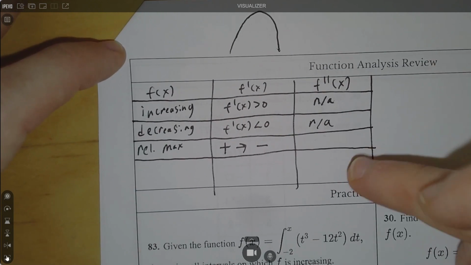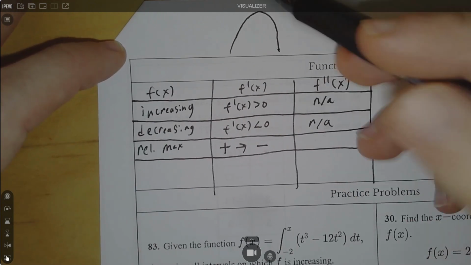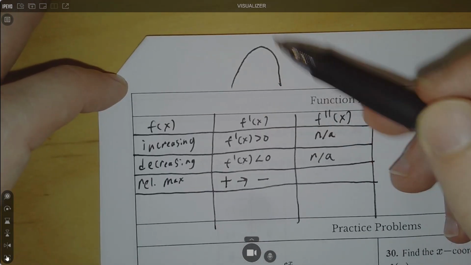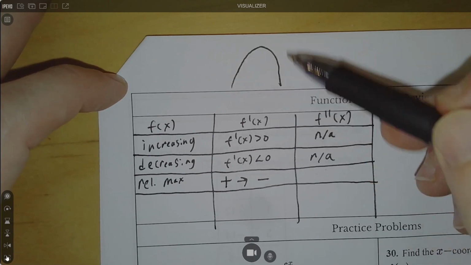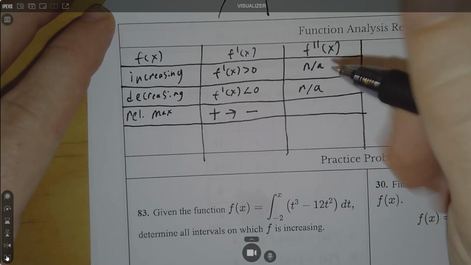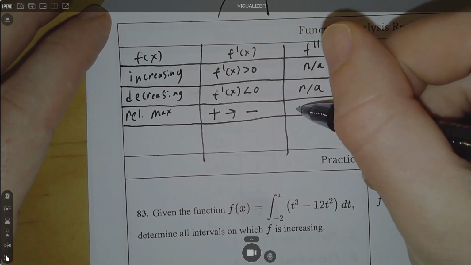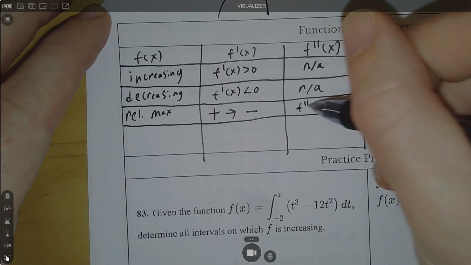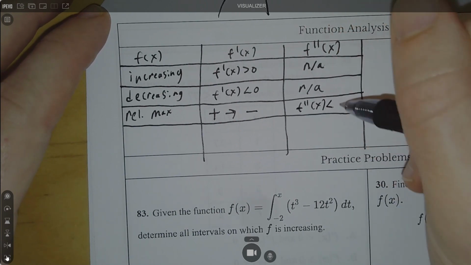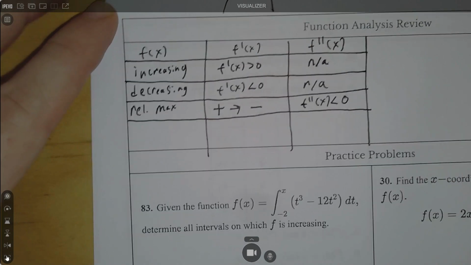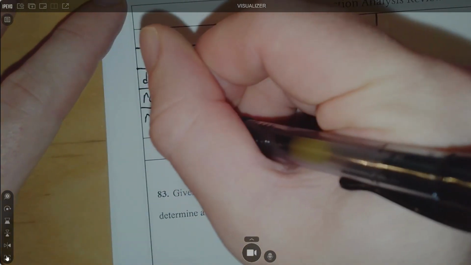What about my second derivative? This is where it comes in. Look at this shape right here. What concavity is that? That's right. It's concave down. So that means my second derivative must be negative. Okay? Relative min.